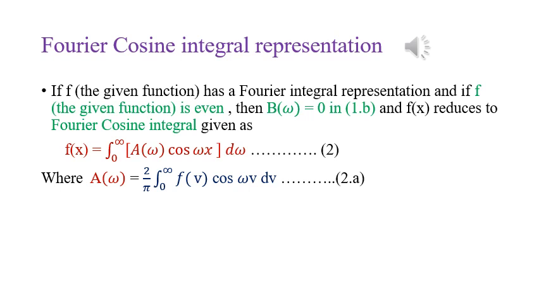Because in b of omega we have 1 by pi integral minus infinity to infinity f of v sin omega v dv. The sine is an odd function. So if the given function f of v is even, then even into odd is odd, so it will be 0. This property you have already learned in your 12th standard; please refer to that. So when b of omega becomes 0, the first equation becomes f of x is equal to integral 0 to infinity a of omega cos omega x d omega.